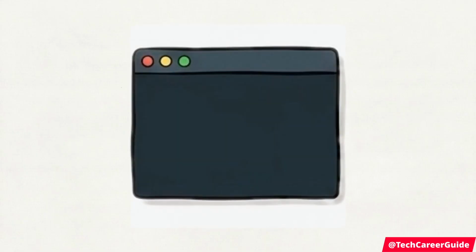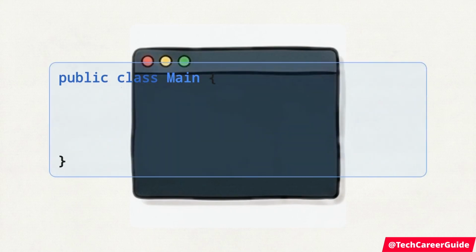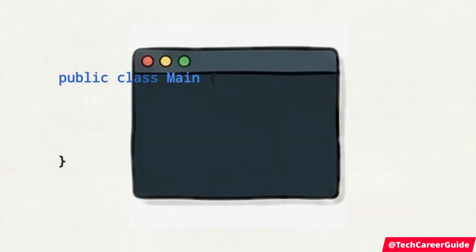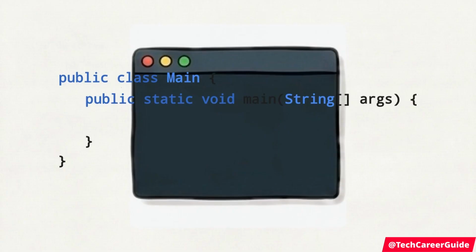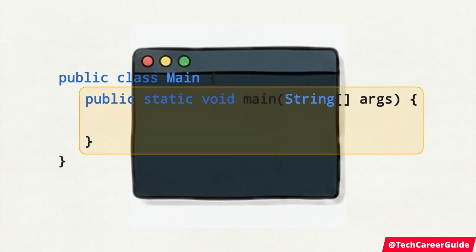Here in this animated diagram of a code editor, we are typing out our foundation, public class main. A class is simply a large container that holds all the instructions for our program. Inside that container, we need a starting gate. We add a line that says public static void main.